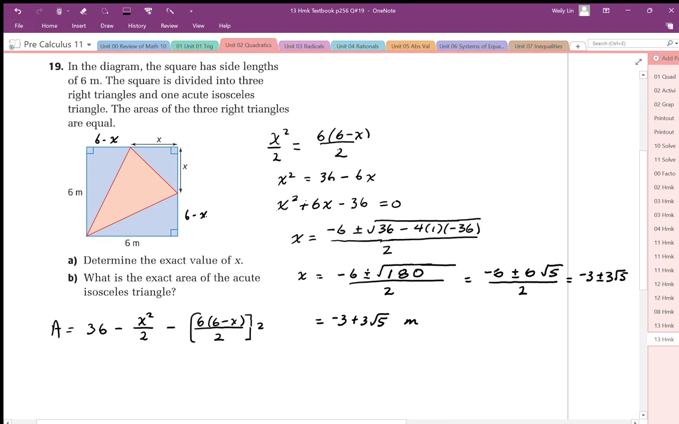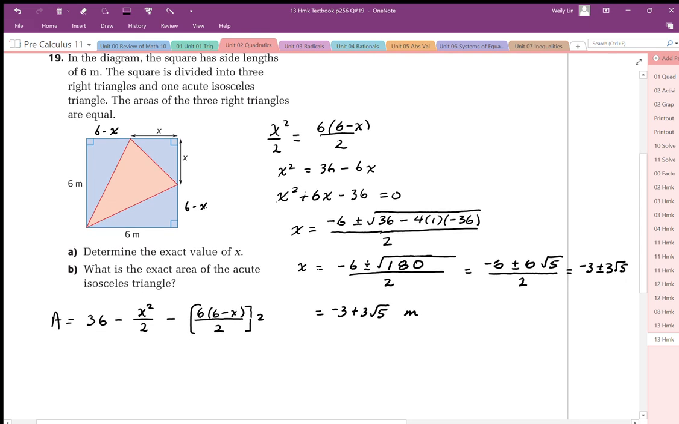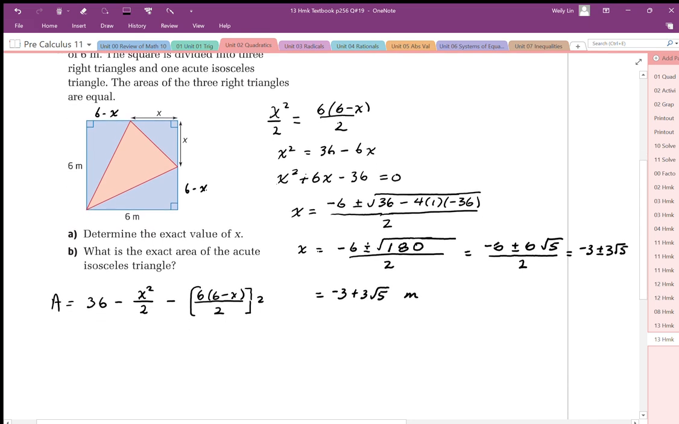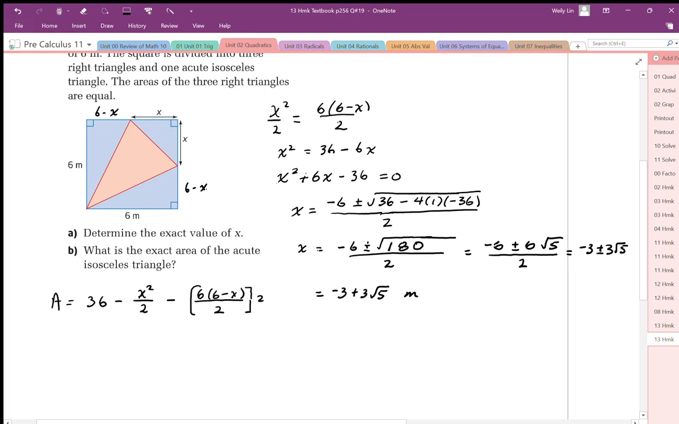So the area expression looks like this. And I can plug in the value of x into this expression and work this out. However, it's likely easier to work this out if we just simplify this expression first and then substitute in the x. Since we want exact values, we're going to have to substitute in this binomial square root form. So I'm just going to work this out first.